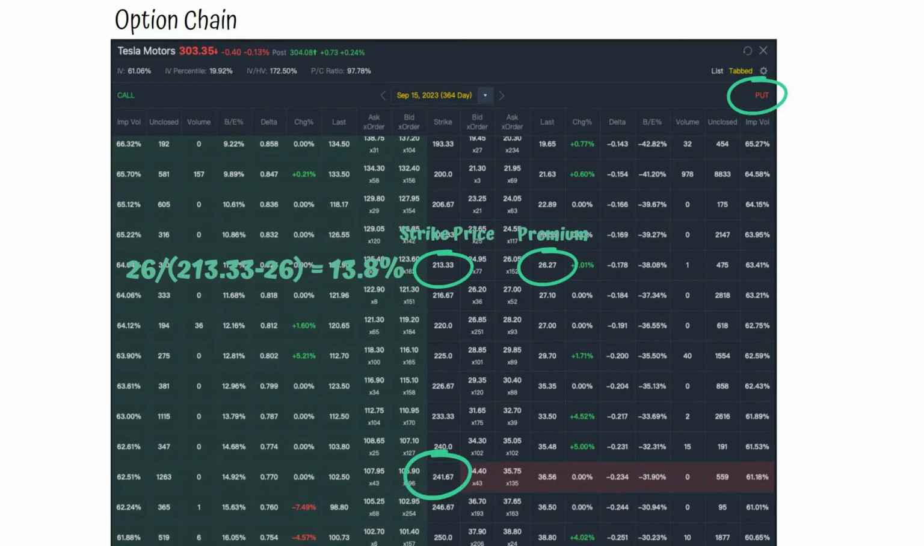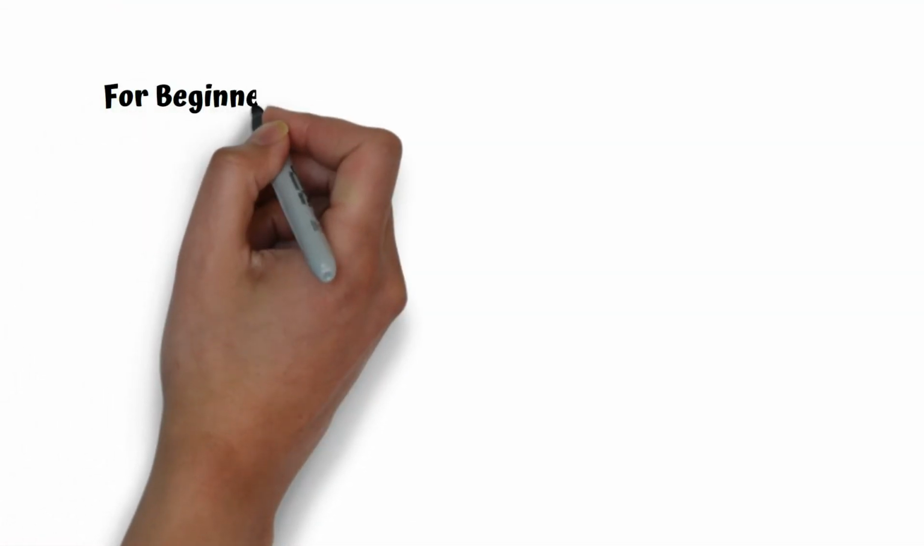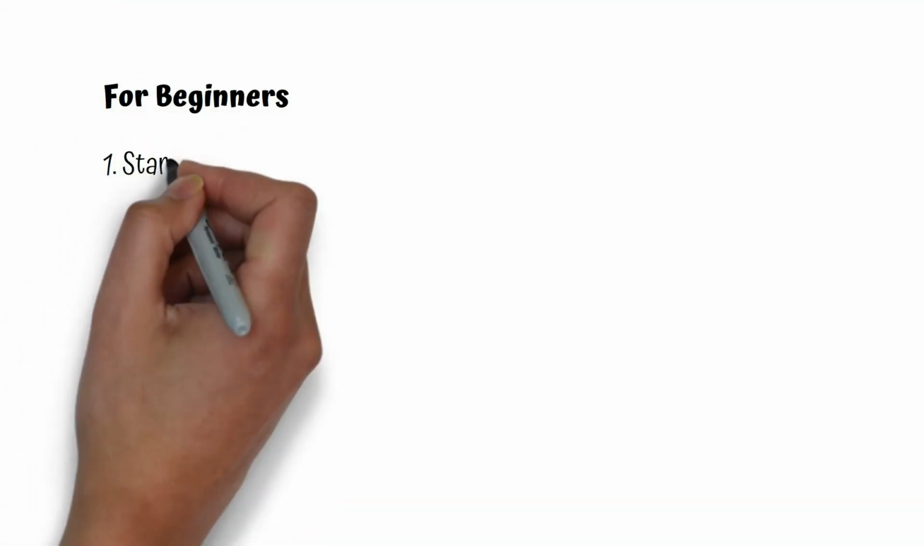$241 strike price could be an option, with a premium of $36. We'll only start to lose money from this trade if Tesla goes below $205 on the expiry date. The returns will increase to 17.5%, but it comes with a higher risk. Do note that the higher the strike price, the better the returns, but it also increases the likelihood of scenario 3 occurring.